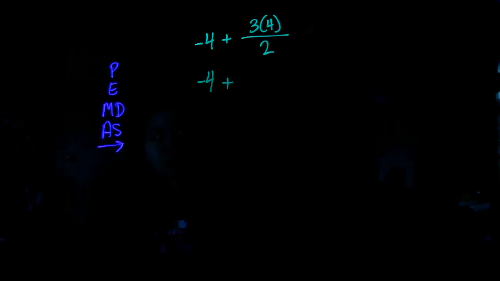But we're going to use the order of operations on top if we need to, the order of operations on the bottom if we need to, before we divide. So there's nothing on the bottom, so I'm going to go ahead and write that too. But we can go ahead and take care of this. We know that's multiplication. 3 times 4 is 12.